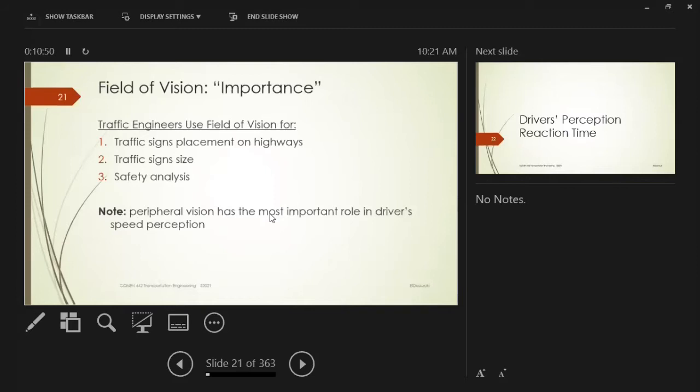Then we use the field of vision in safety analysis. For example, if we have a black spot where several accidents are recorded, the first thing we do is a sight distance triangle check. We check the field of vision and what the drivers are seeing, or whether their vision is impaired in that location or not. Okay, any questions so far?